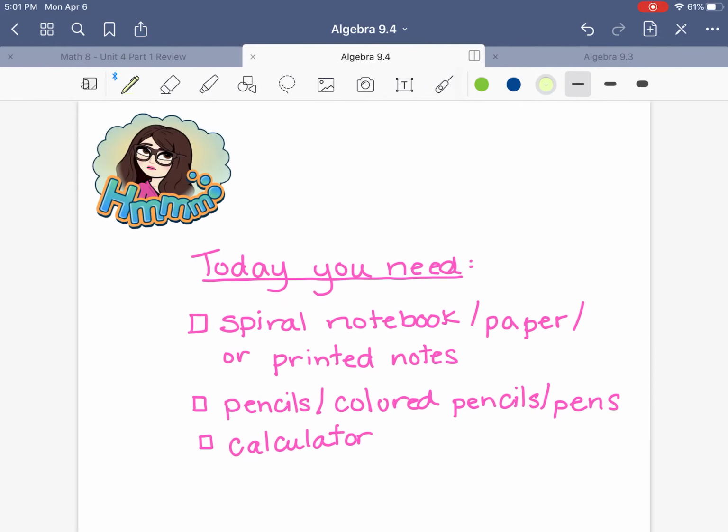So for today, you need your spiral notebook or paper, or you can print the notes. Colored pencils, colored pens, regular pencils, and you'll need a calculator. So if you don't have your phone handy, please go get it. If you don't have some of this handy, then please pause the video now, go gather the materials that you need, and then come back and press play.